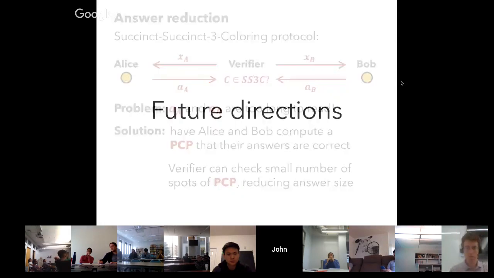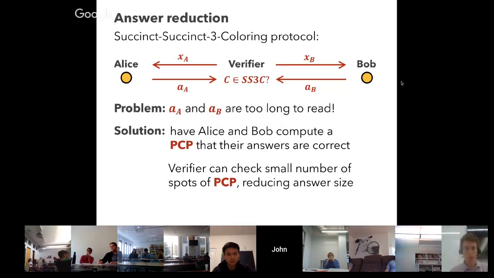John? Yeah. So who chooses those query points for the PCP? Right, so the verifier will choose the query points for the PCP. So that's something that has to be included in the first question, in the x. Yeah, so what will happen is in the first question, you'll send x sub A and then maybe an index into the proof.